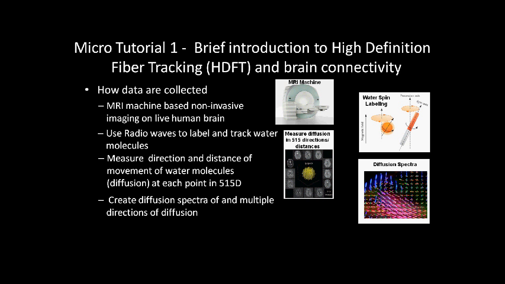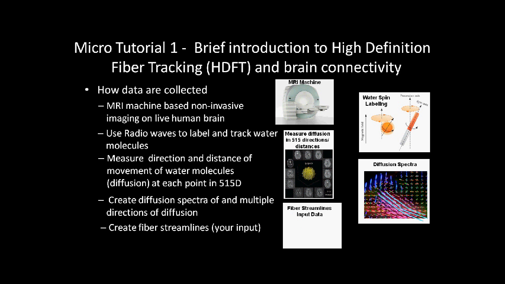And that way we can see whether there's a single direction, which would be the case of a single fiber tract, or two directions if we have two fibers crossing. Based on that, we then create streamlines of information to identify the fiber tracks, and that's the underlying data of this competition.